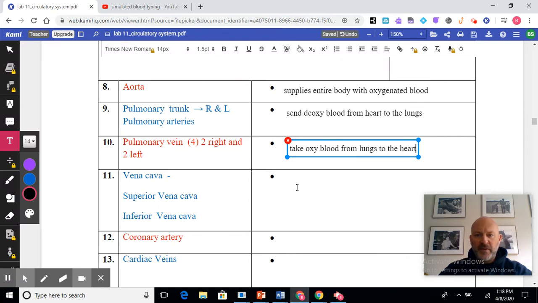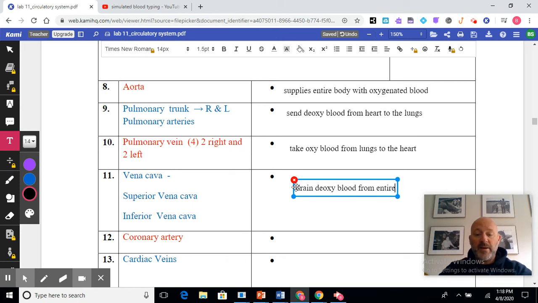The vena cava drain deoxy blood from the entire body into the heart, to the right atrium. And of course, the superior vena cava is draining blood from the upper body, where the inferior vena cava is draining blood back up to the heart from the lower body.